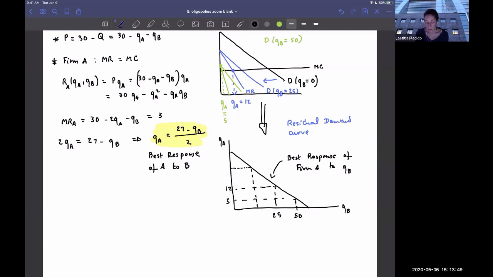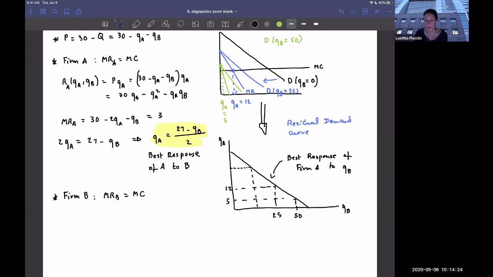Well, now that firm A knows how to best respond to any quantity set by firm B, I want to find what will be the best response of firm B to any quantity set by firm A. So I want to solve the symmetric problem here. So firm B is going to do exactly the same. It's going to set marginal revenue of firm B equal to marginal cost.